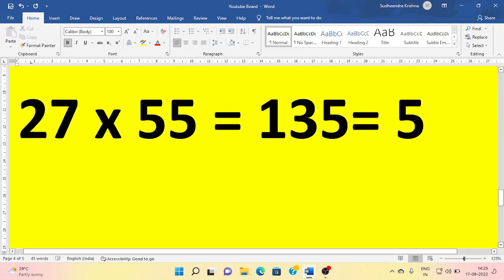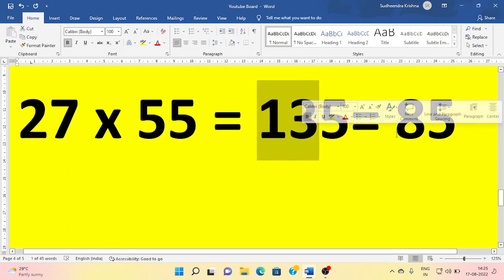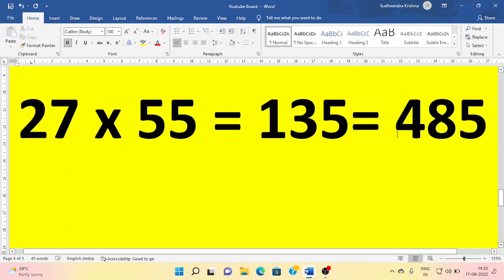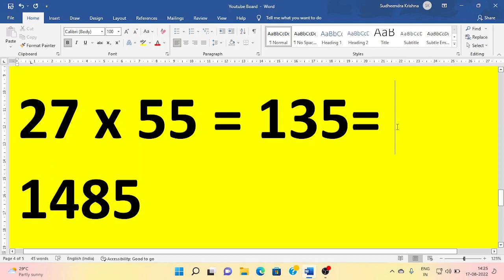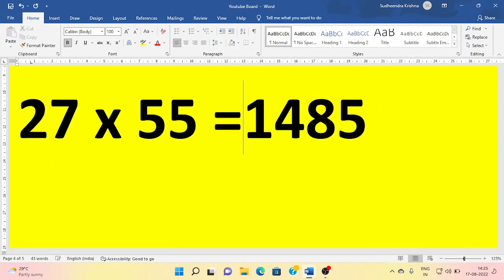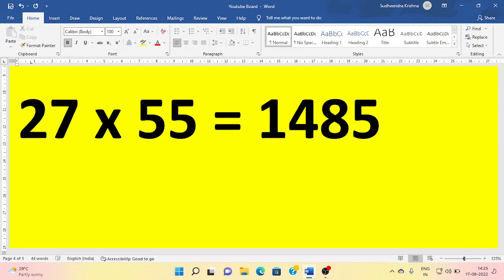Now you add the digits 3 and 5. 3 plus 5 is 8. Put 8. Now you add the digits 1 and 3. 1 plus 3 is 4. Put 4. Now you put this one as it is. This is the required answer. So 27 into 55 is equal to 1485. It's as simple as this.